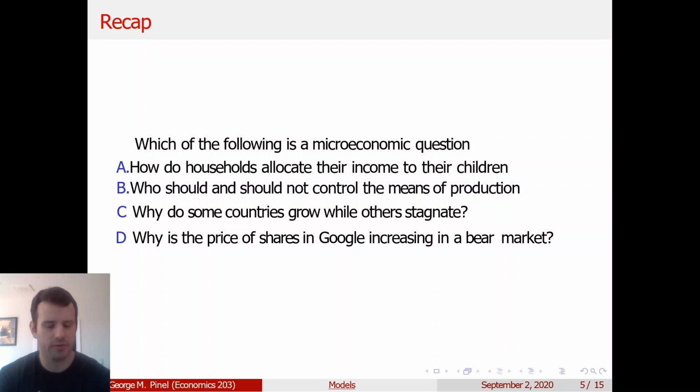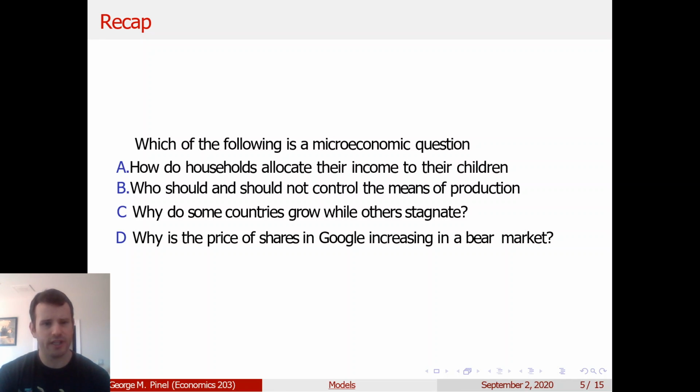Okay, answer C. Why do some countries grow while others stagnate? So this is a large topic. Again, you're dealing with many countries and a large variable, growth. So overall output of the country or overall well-being of the people within a country. That is very much a macro question. You're looking at multiple countries in the large variable, so not a micro question.